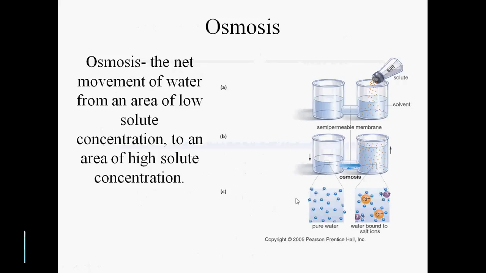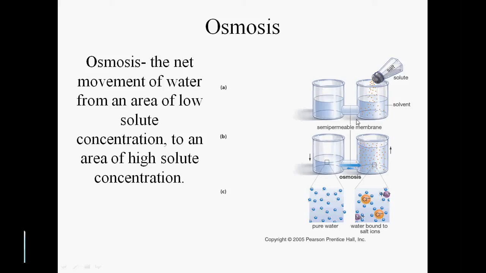Osmosis is another important principle that you all learned earlier in the semester. Osmosis is the net movement of water from an area of low solute concentration to an area of high solute concentration. So let's refer to this figure right here. As you can see, the solute is of course the salt, the solvent is the water. Well, what you're going to end up seeing in osmosis is not the molecules that are moving. It's actually the water that's moving.